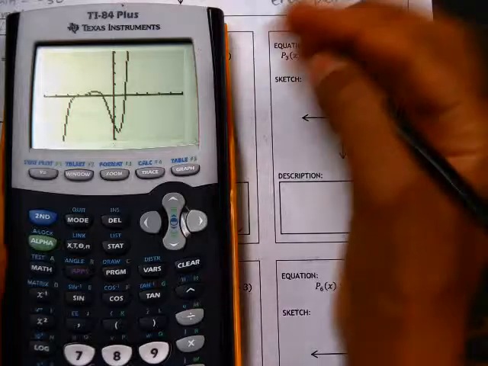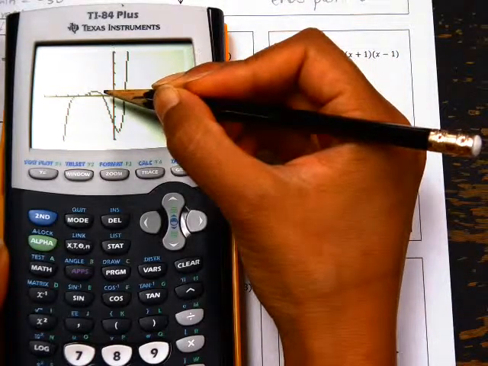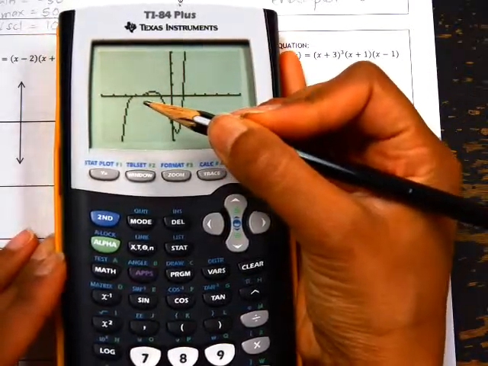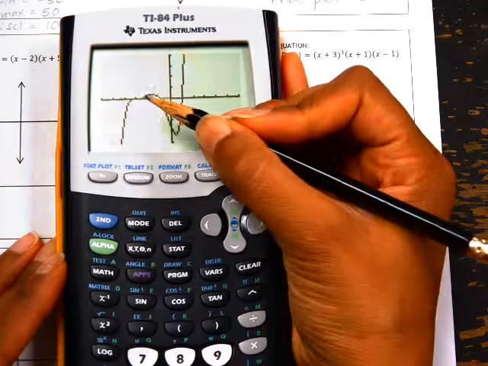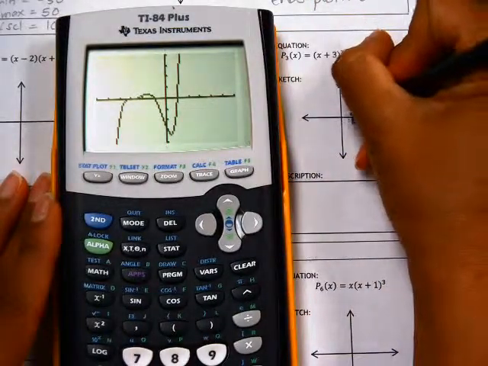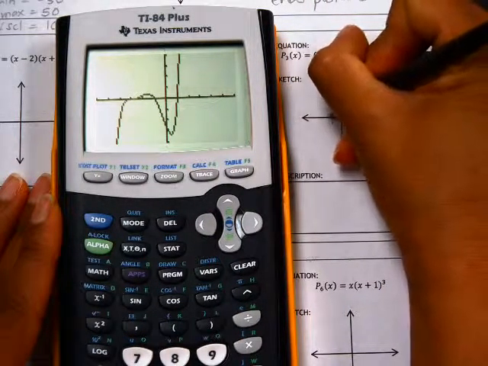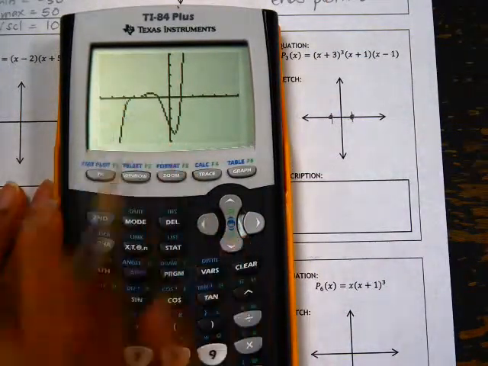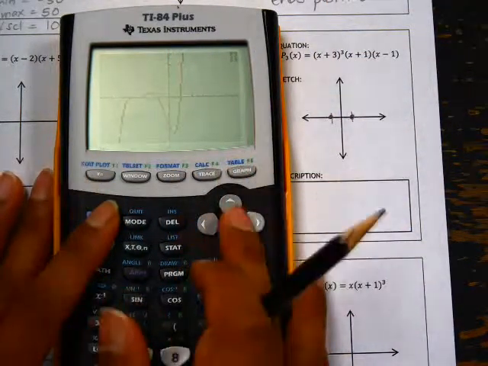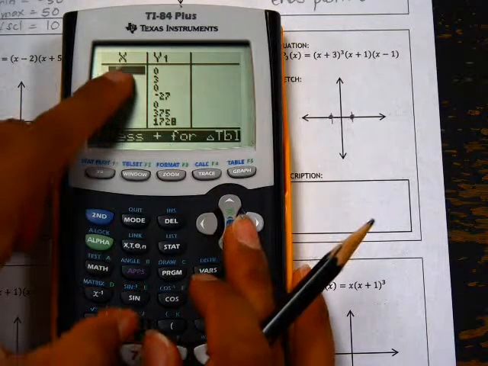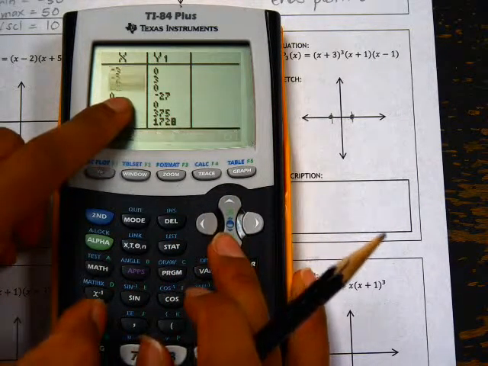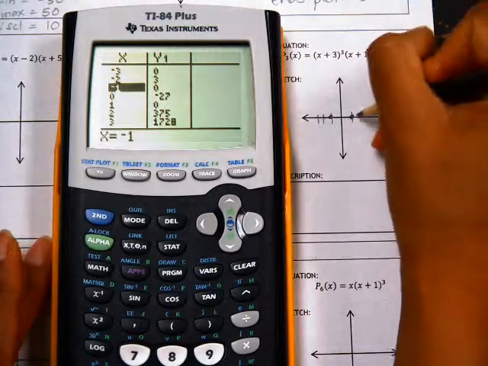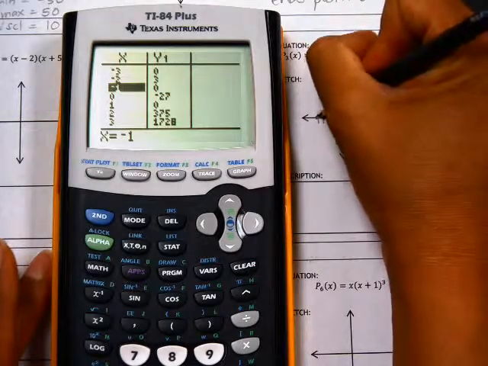So here our x-intercepts are at 1, negative 1, and then this one, again, if you're not sure, then just look at the table. So I know there's one at 1 and at negative 1. And for this one, it looks like it's at negative 3, but go to the table to make sure. And it is. So at negative 3 we have a root, at negative 1 we have a root, and at 1. So positive 1, negative 1, and negative 3.